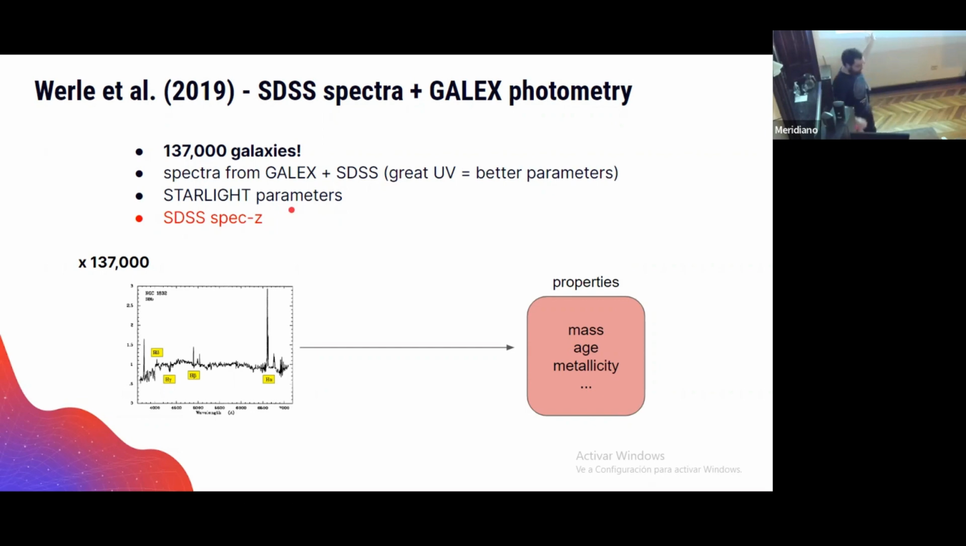And we also use the spectroscopic redshift for our analysis. Even though we will be using the photometric redshifts when we apply to S-PLUS data, just to train our model, we use the spectroscopic redshift. So just to have an idea, for 137,000 galaxies, we have their spectrum, and we have their properties: the mass, the age, the metallicity, whatever you want to obtain.